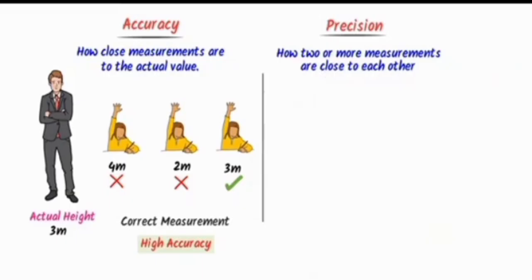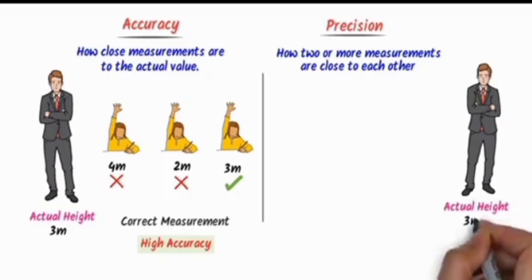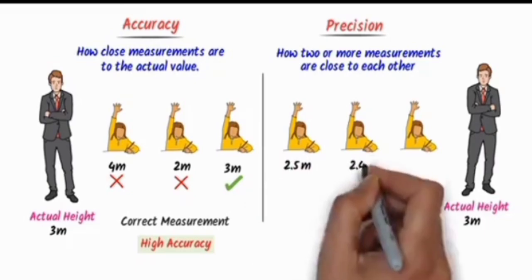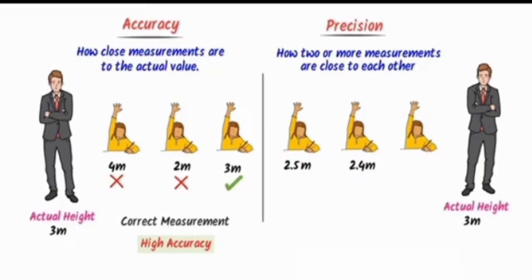For example, consider this man from the previous example. Let the actual height of this man be 3 meters. Now I ask these 3 more students to measure the height of this man. Let the first student measure that it is 2.5 meters. The second student measures it is 2.4 meters. And the third student measures it 2.6 meters.